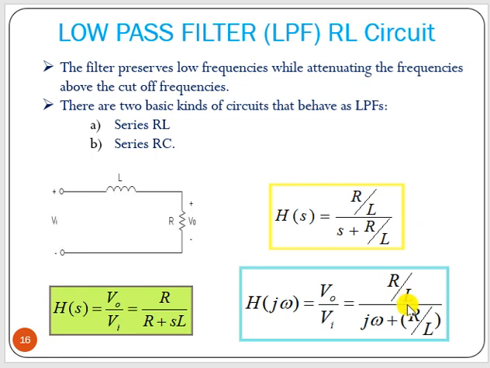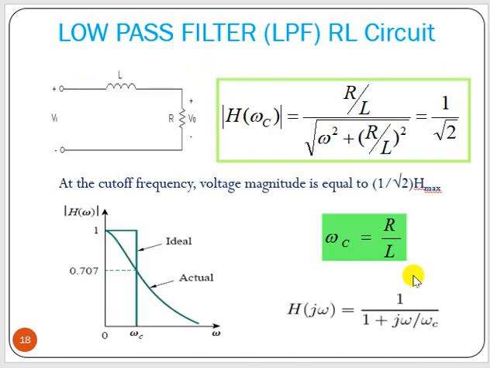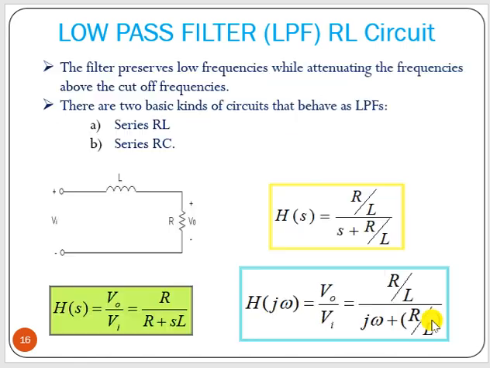Now how can you write this expression? If we write R by L as omega 1 and divide by omega 1, the numerator will be 1 and the denominator will be 1 plus j omega by omega 1. So it is 1 by 1 plus j omega by omega 1, or omega c. Yes, we write omega c here because R by L is the omega c.